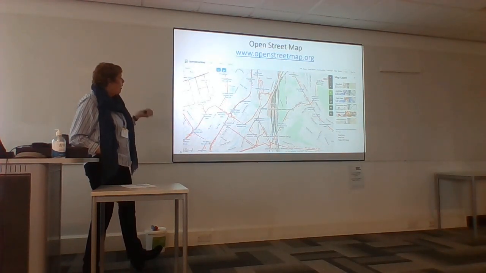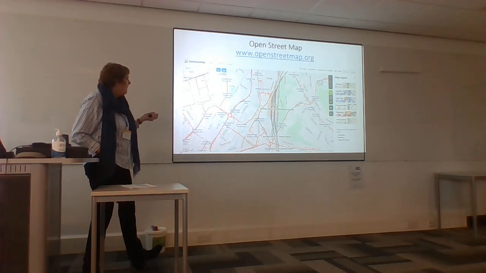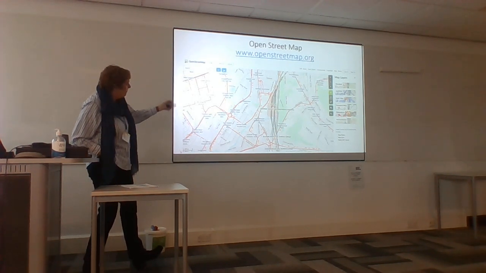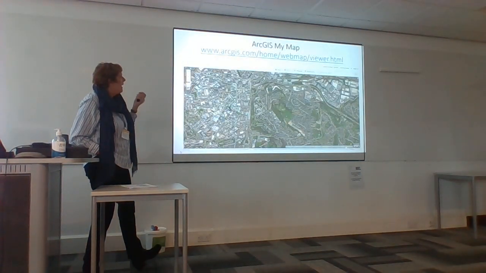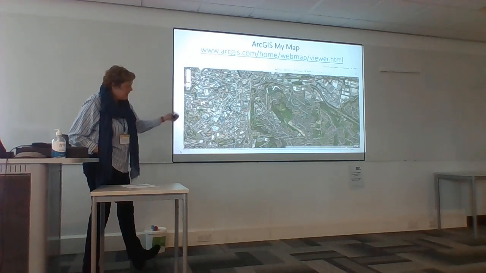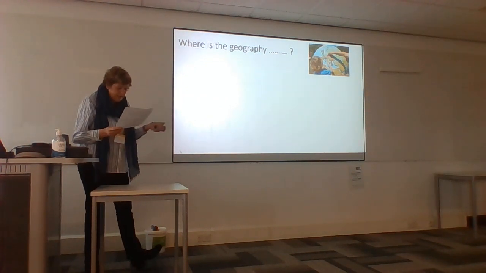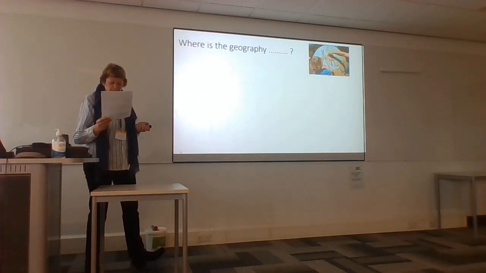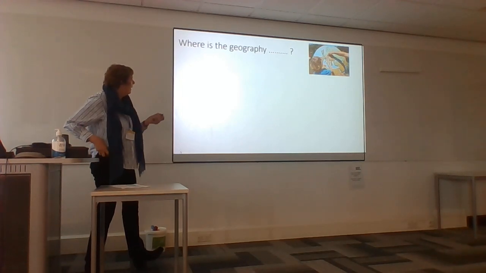OpenStreetMap, from ArcGIS. Once again, the street map, but slightly different. And ArcGIS as well, once again showing an aerial view with the streets labelled. Oh, one I heard about yesterday after I'd done the presentation, National Library of Scotland maps, which I don't know, but I'm going to explore that one.